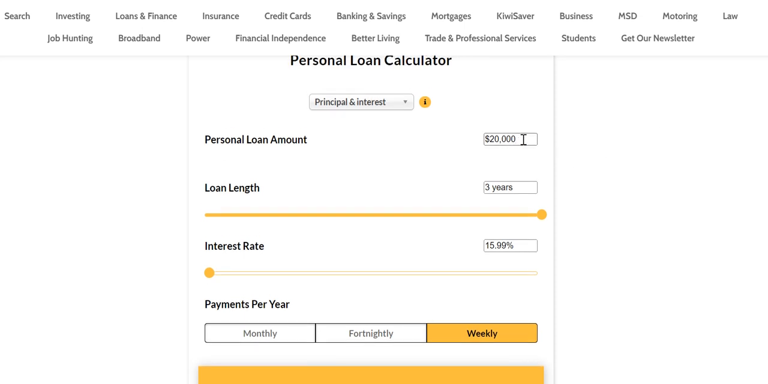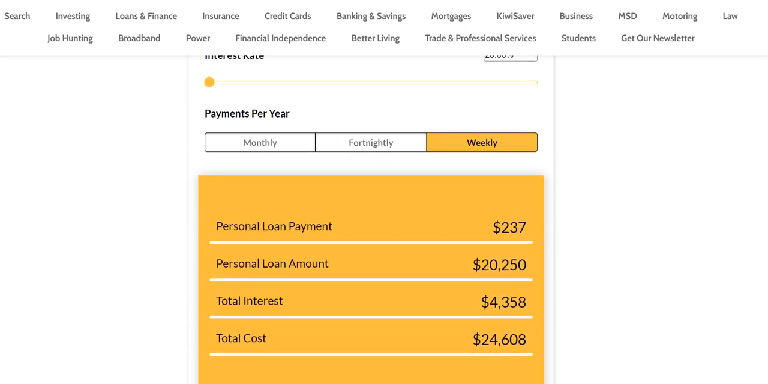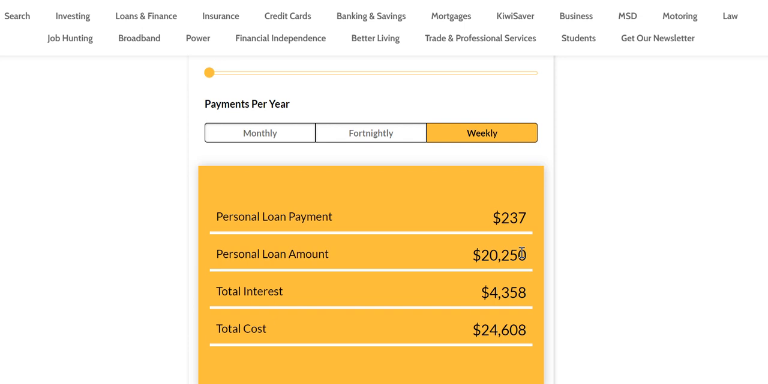So for example, if it was $250, then you'd put in $250 there to your $20,000. Say the term was 2 years, and then say the interest rate was 20%. Once again, very high, but I'm just using this for an example. Then you can see that over those 2 years, you'll pay back $4,000 worth of interest, but you'll pay $237 per week. What you will notice is that if you look at the monthly, then the total interest cost is higher, just not by too much.